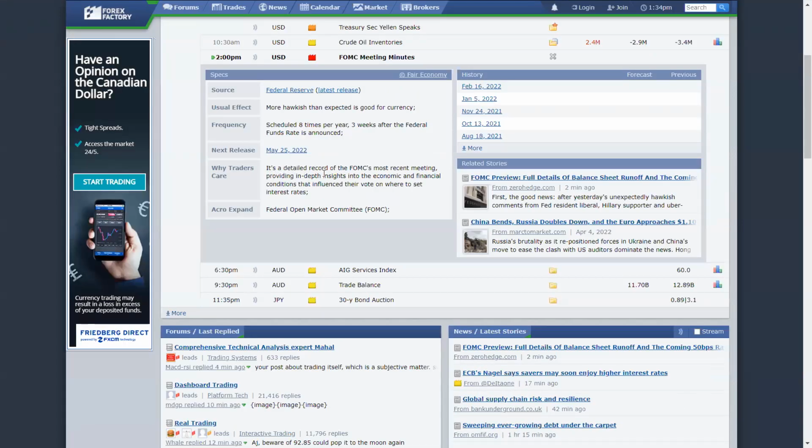It's a detailed record of the FOMC's most recent meeting, providing in-depth insights into the economic and financial conditions that influence their vote on where to set interest rates. So they're going to talk about interest rates, inflation. This directly affects the US dollar, which can affect the stock market and commodities such as gold. It happens 8 times per year, 3 weeks after the federal funds rate is announced. So we're going to get into this.